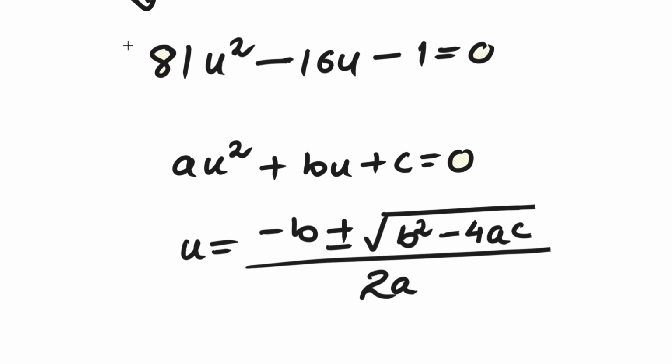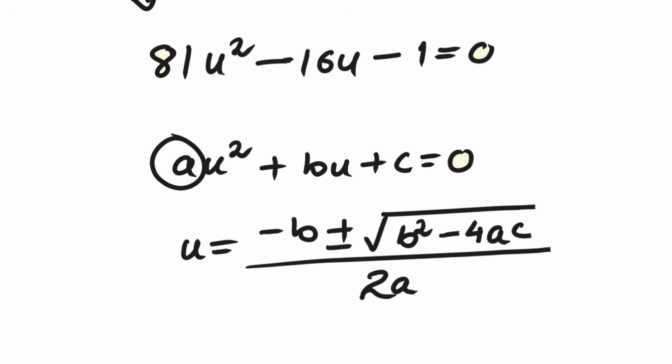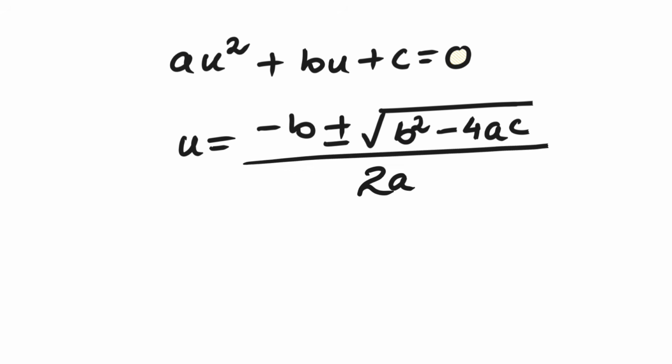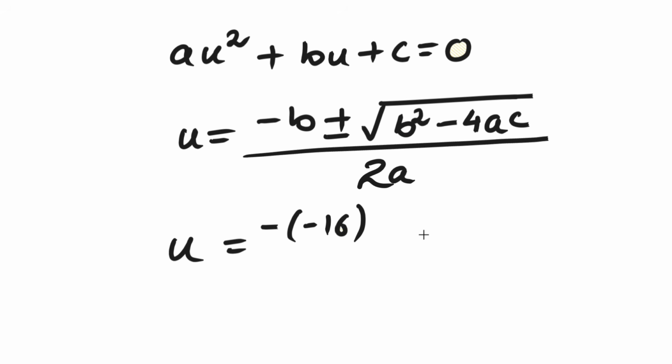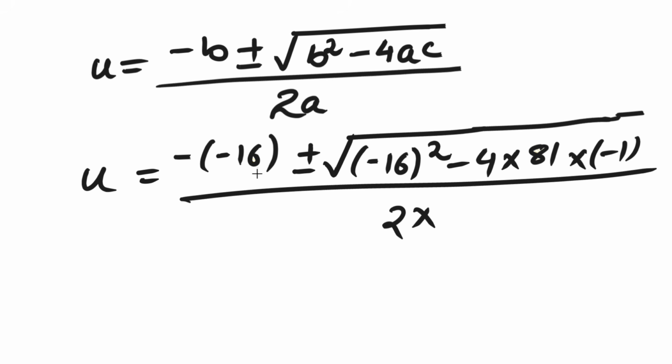Now compare our equation. 81u squared minus 16u minus 1 equals 0. With the standard quadratic form, we can identify a as 81, b as negative 16, and c as negative 1. Let's substitute these values carefully into the quadratic formula. We get u equals negative 16 plus or minus the square root of negative 16 squared minus 4 multiplied by 81 multiplied by negative 1, all divided by 2 multiplied by 81.